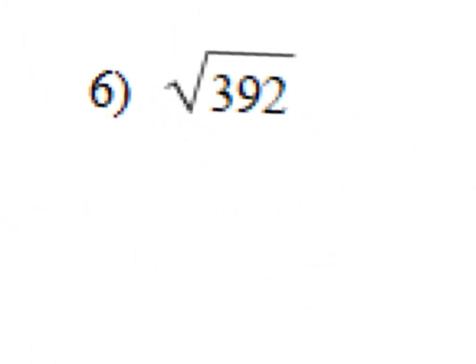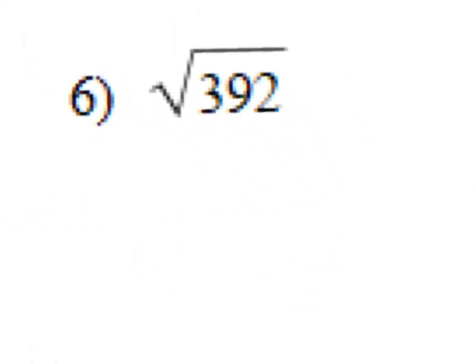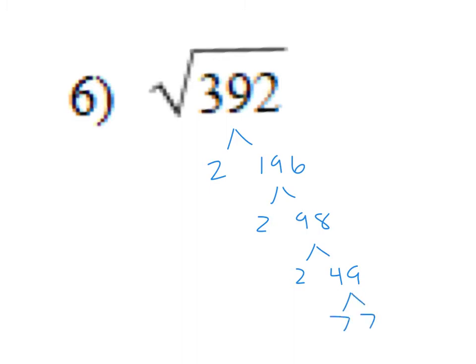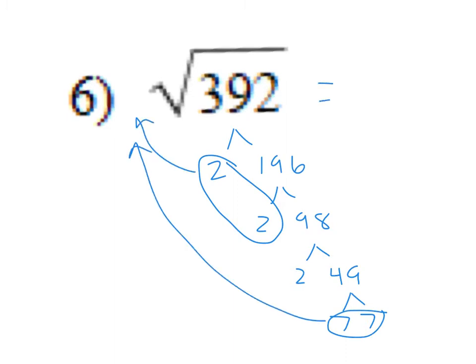Okay, on number 6 here. All right, 392, so I know at least a 2 is going to go into that. So 392, I'm going to divide by 2, and I get 196. Now I'm going to divide that by 2 and get 98. I'm going to divide this by 2 and get 49, and then 49 will break to 7 and 7. So now I'm going to pair up my 2's and pair up my 7's and move them both out. The 2 and the 7 both come out, so 2 times 7 is 14. And then I have this little 2 left over on the inside, so 14 root 2 is your answer there.